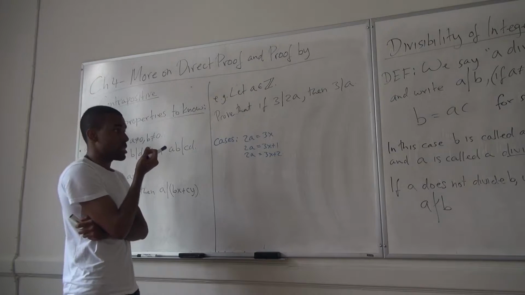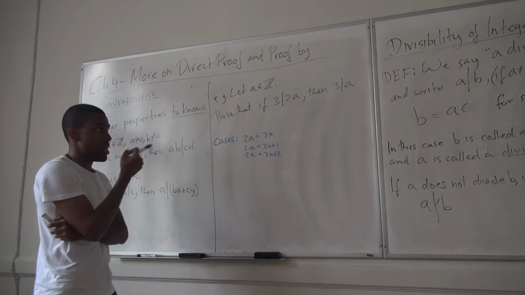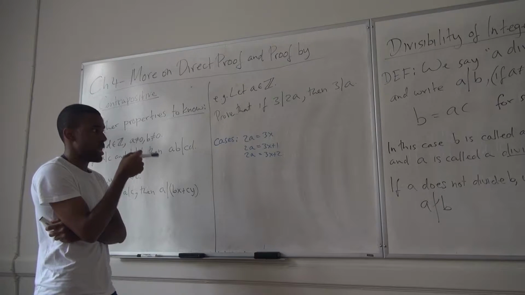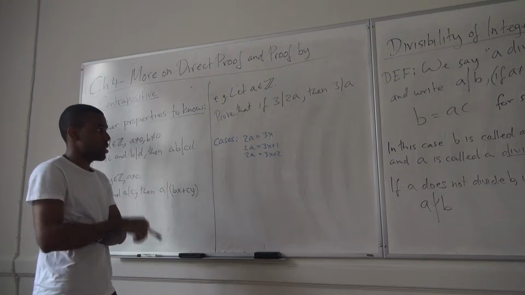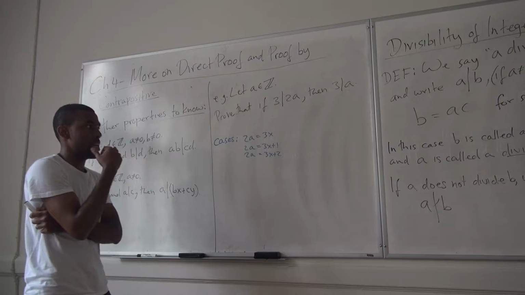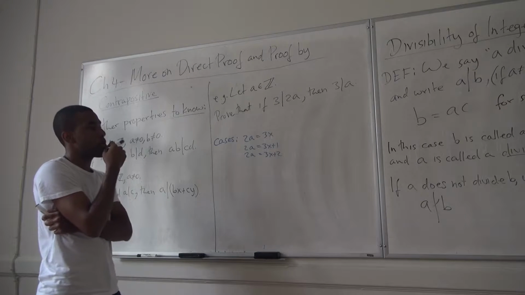We want to be able to say that 3 divides a, right? Which means a is just a multiple of 3, right? a would be 3 times something. We need to show that a equals 3k. How can you use this to show that a must be equal to 3k?